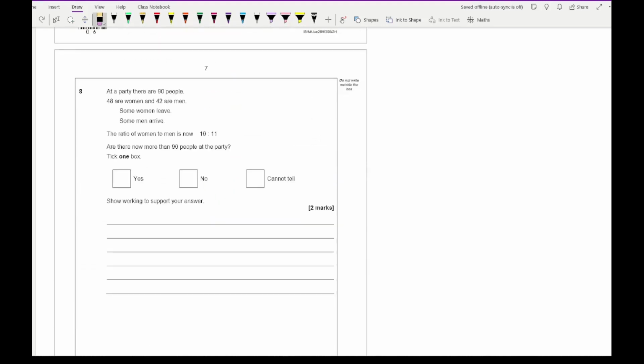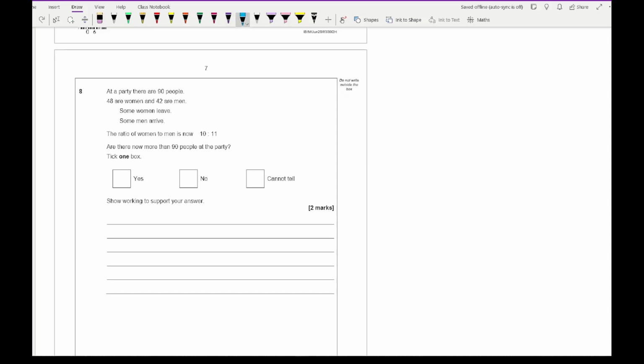So looking at question 8, it says, at a party there are 90 people, 48 are women, 42 are men, some women leave and some men arrive. The ratio of women to men is now 10 to 11. Are there now more than 90 people at the party? Tick one box, and we just need to go for this.